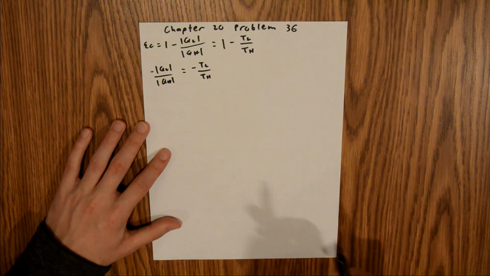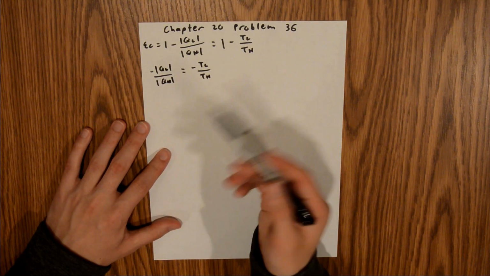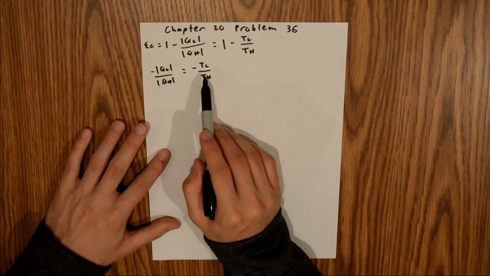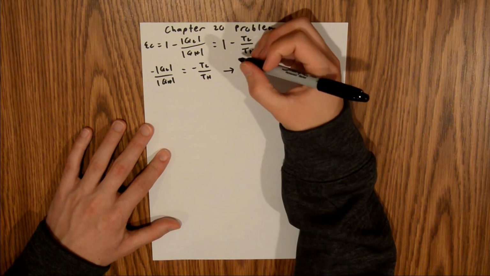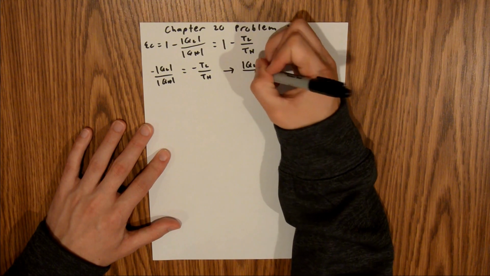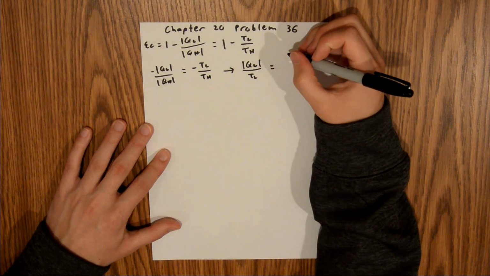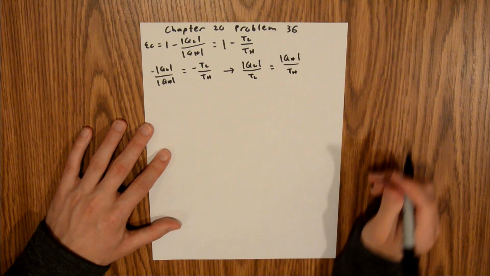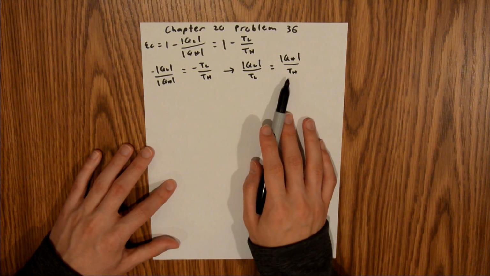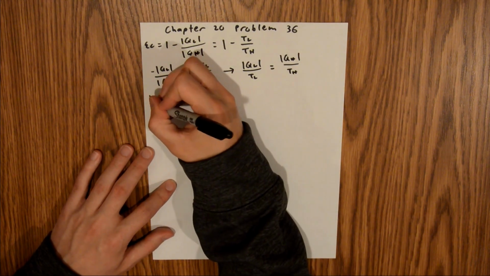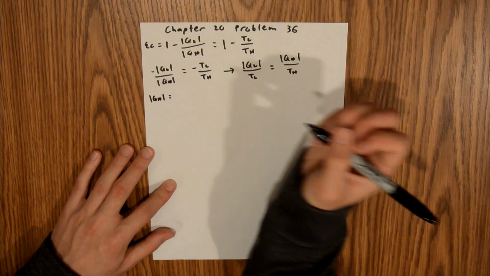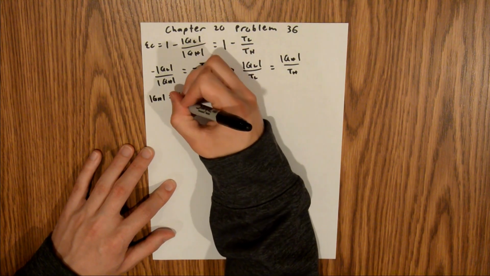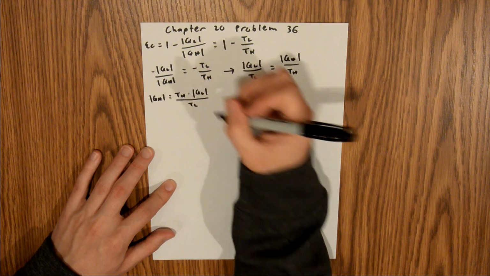And so now we have a negative on both sides, so that cancels out, and then what we can do is multiply both sides by QH and divide both sides by TL, and that is going to give us QL over TL is equal to QH over TH. And now we can multiply both sides by TH to isolate QH, and so then QH is going to be equal to TH times QL over TL.